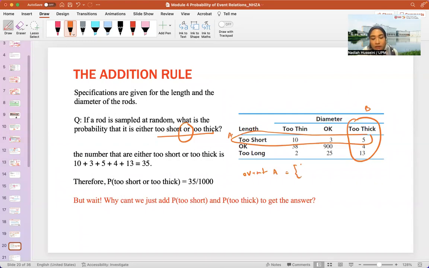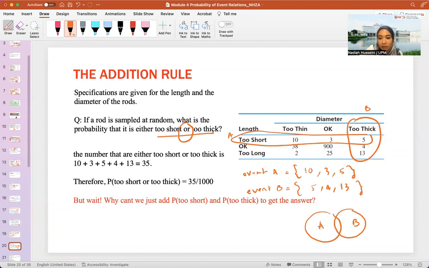You don't have to write the events. This is just to help with the learning process. So event A is 10, 3, and 5, and event B is 5, 4, and 13. The union of events A and B is everything within these two events. We're trying to find the probability here, so all the outcomes within these two events are going to be your K.